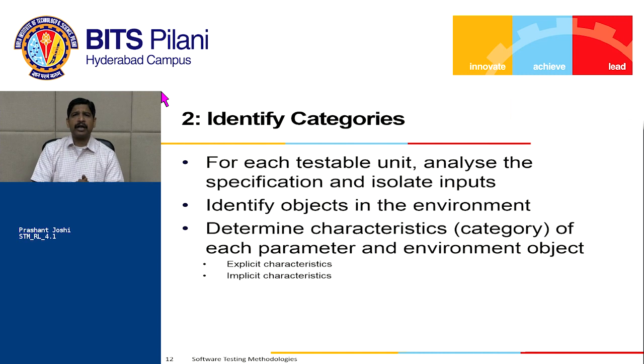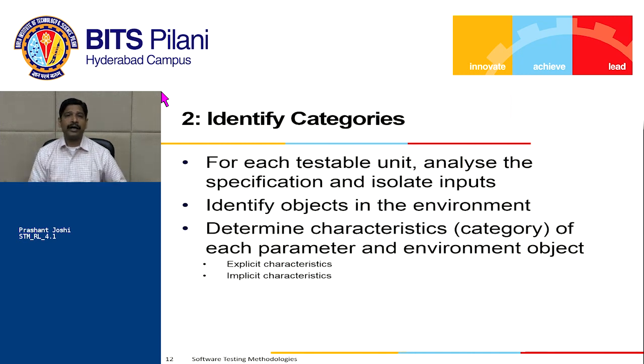Say for example, we are looking at a shopping cart. In a shopping cart, you may have number of goods, weight of goods, size of goods. So each of these becomes a category. Each of these becomes parameters within the environment of that particular problem, and they become implicit or explicit characteristics.